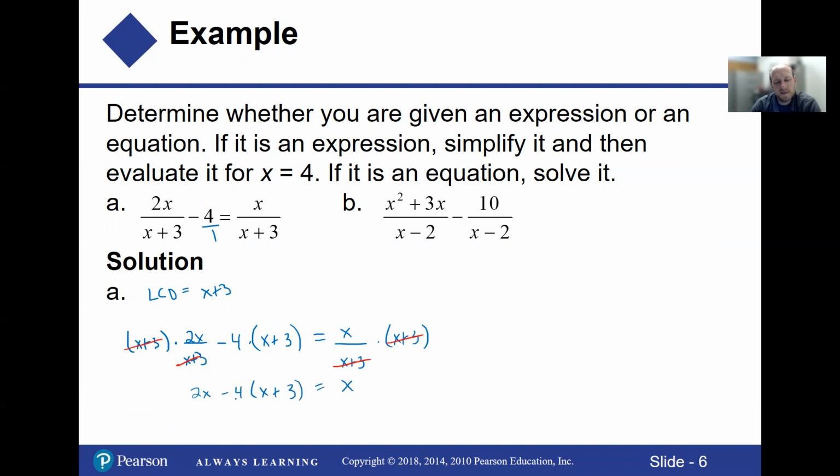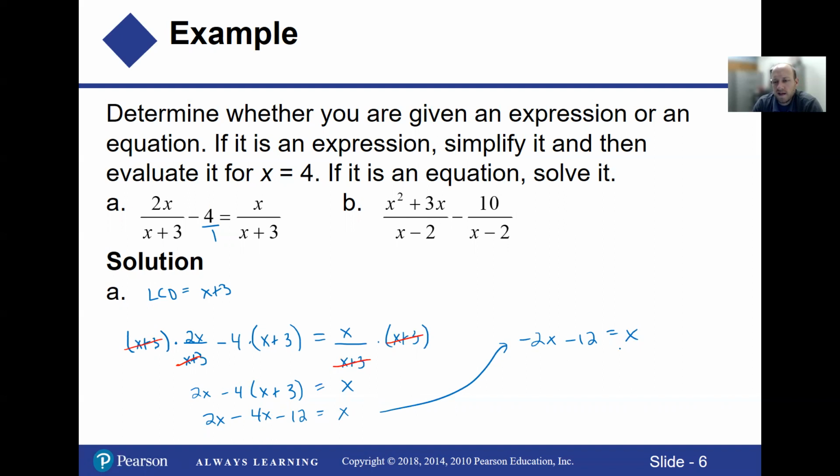And now I keep simplifying. So the next step, I cannot subtract these two. Sometimes people do that, and that's a common mistake. But I have to distribute this, really this negative 4. So I have 2x minus 4x when I distribute. And then negative 4 times 3 is minus 12. Okay. And then here, let's get the x's. Let's combine those. 2x minus 4x. Those are like terms. That gives us negative 2x. Minus 12 equals x.